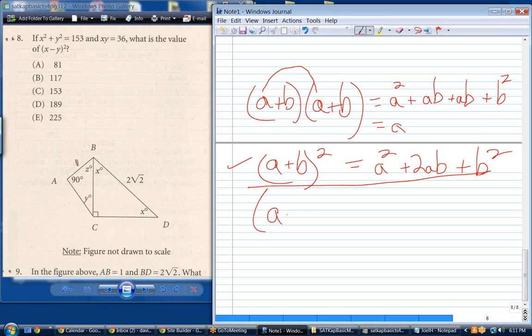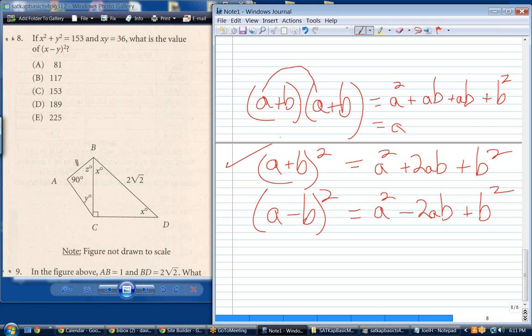And what is a minus b quantity squared equal to? This is the other one you want to memorize. A squared minus 2ab plus b squared. Okay. Now, notice the differences and the similarities. They're exactly the same except for the sign on the middle term. So really, if you can memorize that one, you can always figure out this one. So you really only have to memorize one of them.